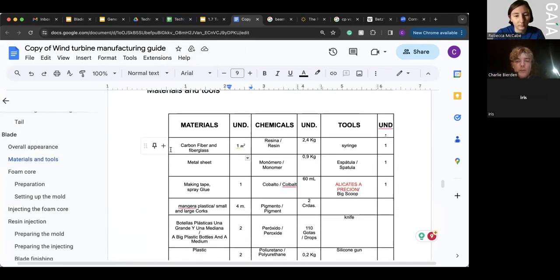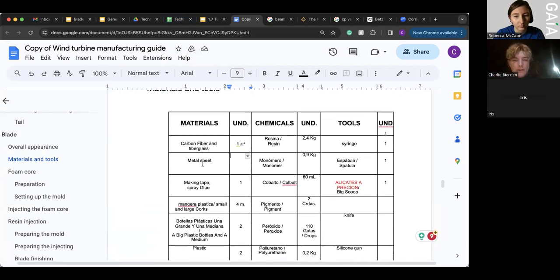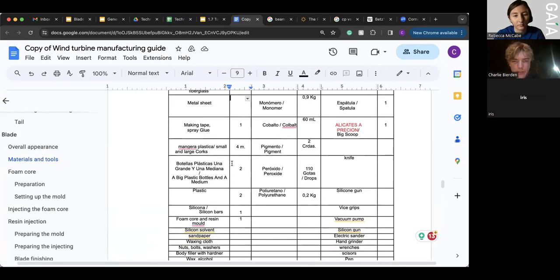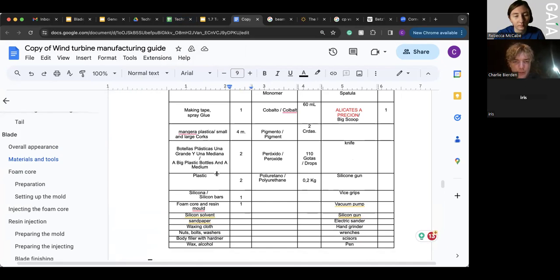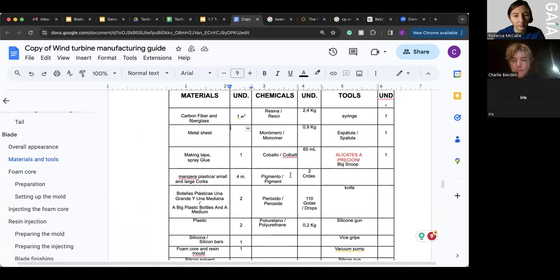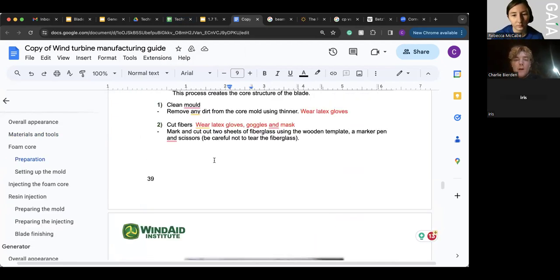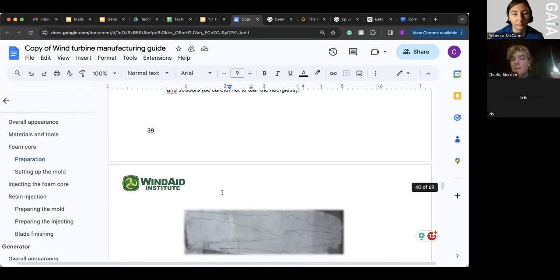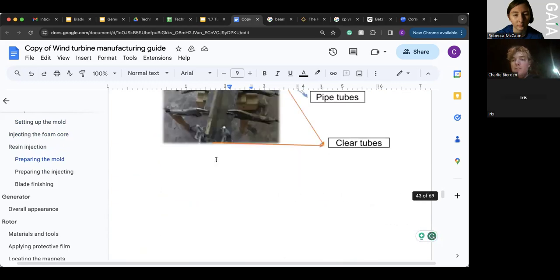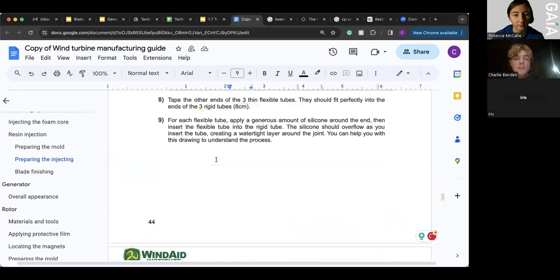But there's more thorough information, some of it's in Spanish, on the materials used, such as the fiberglass, carbon fiber, metal sheet, tape, the corks, the plastic bottles, as well as the foam core and resin mold. Yeah, resin, manometer, peroxide. And then a more thorough explanation of how these are manufactured. And so we'll give some more resources on this if we see a lot of interest in wanting to optimize this process.